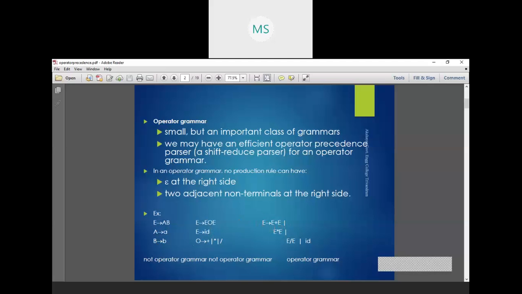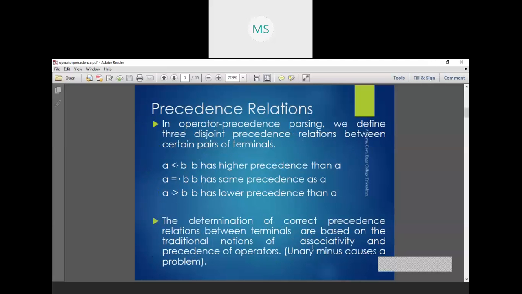E derives E plus E. I have an operator between the two operands. Then E derives E star E, or ID, and this is called an operator grammar. If the grammar has no epsilon and no two adjacent non-terminals on the right hand side, if these two conditions are satisfied, then it is called an operator grammar. We should always consider this for operator grammar only.